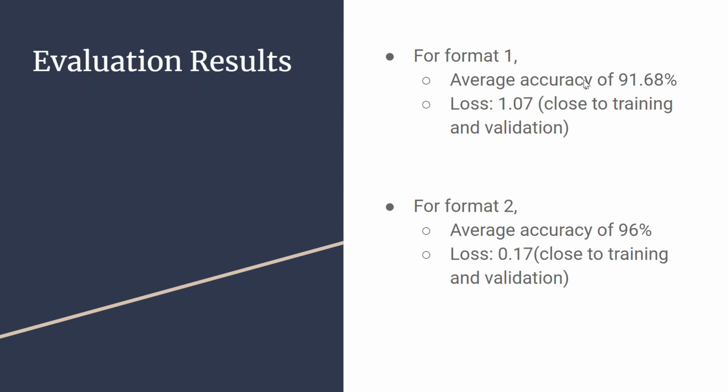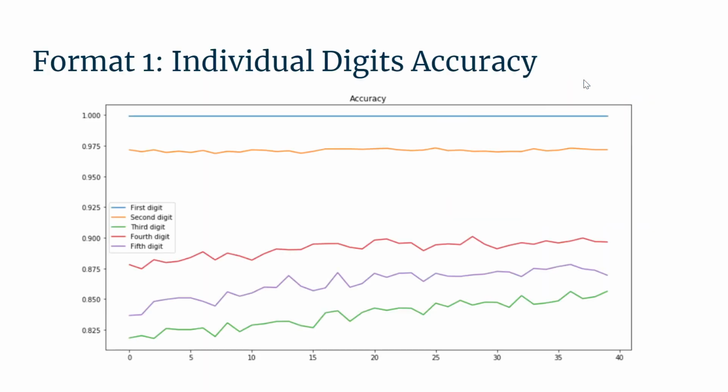My evaluation results stand something like this. For format 1, my accuracy is around 91 to 92%. My loss is about 1.07. This is the test loss, which is close to the training and validation loss. For format 2, my average accuracy reached about 96%, and the loss is similar to training and validation, at around 0.17.